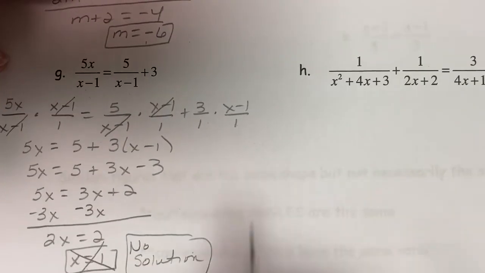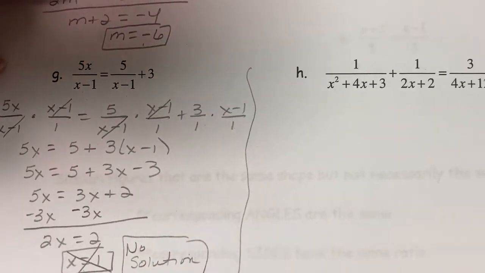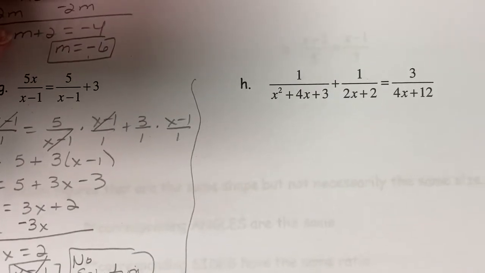All right, you're going to do H kind of on your own, but I'm going to have you do it in stages. So the first thing that I would like you to do is pause the video and factor all of the denominators and then find your lowest common denominator and then come back.